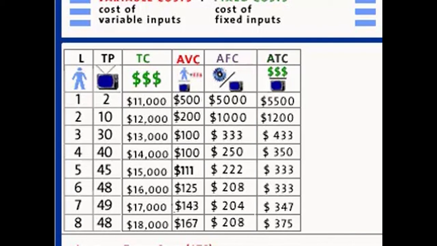By way of summary, let me say this. There are 2 ways of calculating the average total cost. One is taking the total cost and dividing by total output. The other way is to add together the average variable cost and the average fixed costs. That gives you average total costs.